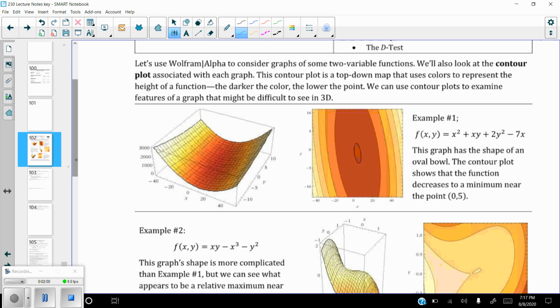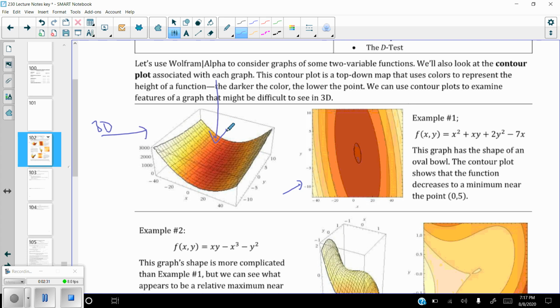So our first example, example 1, the function, and both of these graphs, by the way, are the same function. One of them is just looking at the three-dimensional figure, and the other one is looking straight down at it from the top. So this is the three-dimensional figure, and then the contour map, which is this one right here, is looking at the three-dimensional figure straight down on it, as if you were right above it. So it's f of x, y equals x squared plus xy plus 2y squared minus 7x.